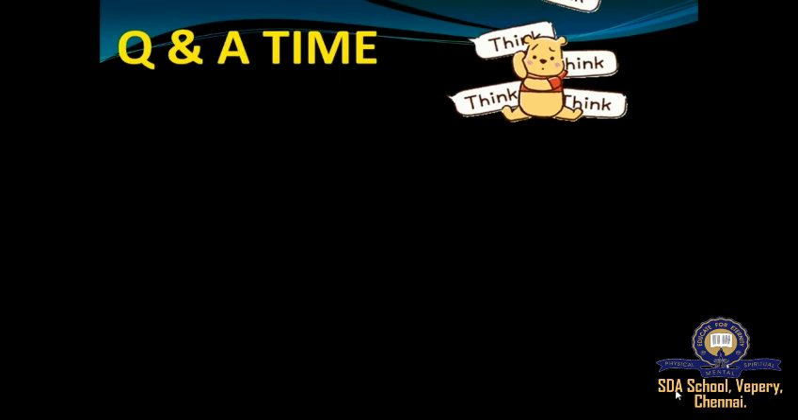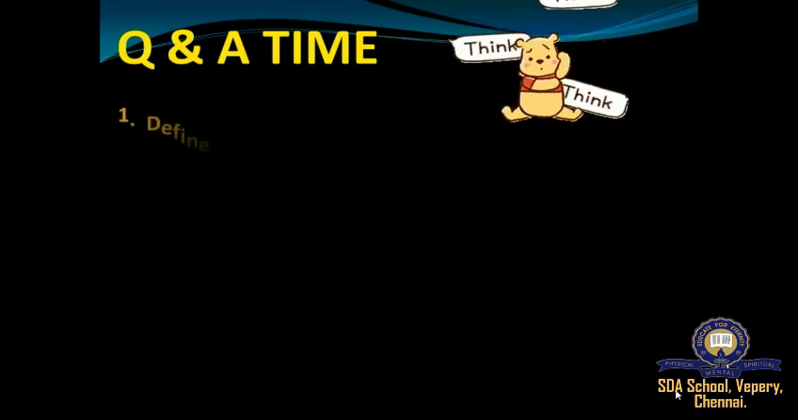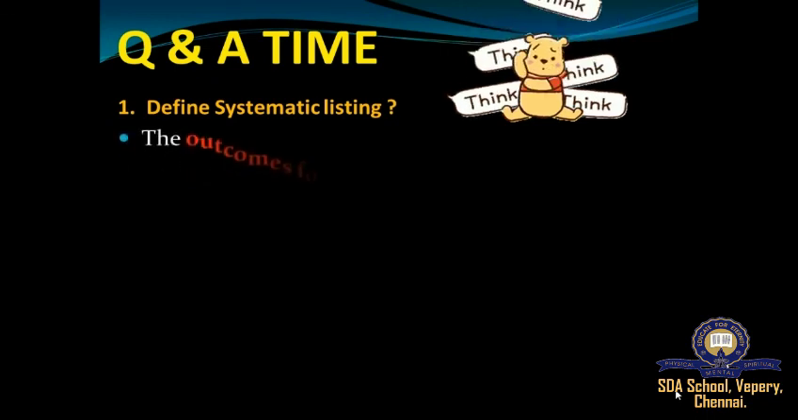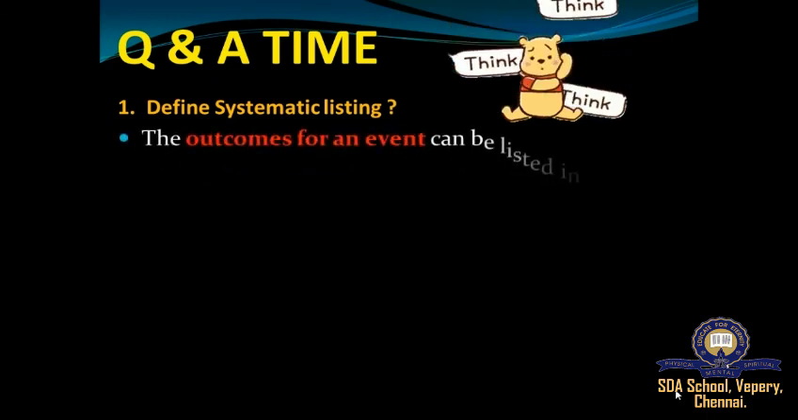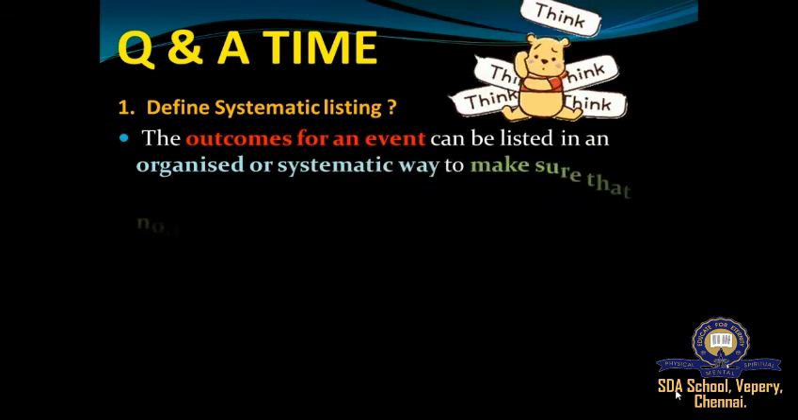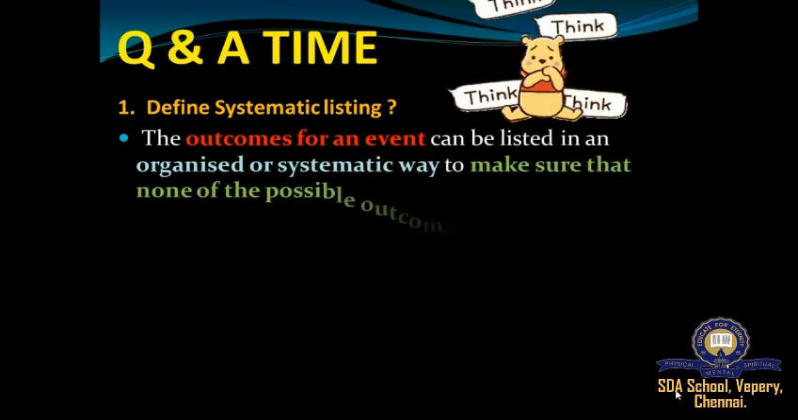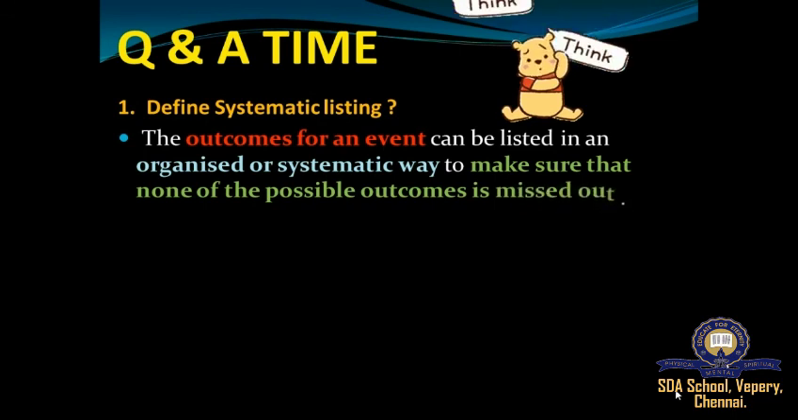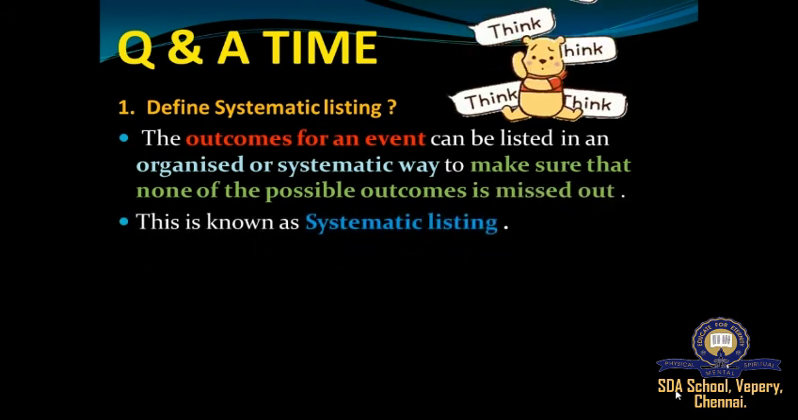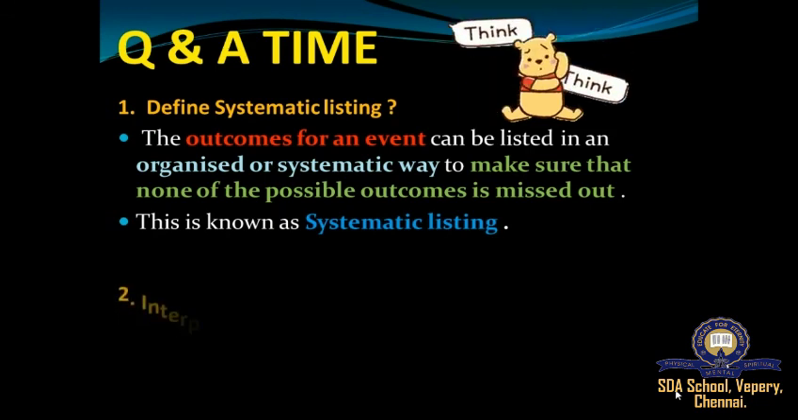So that's it for today's class, students. Now it's time for question and answer, okay? So define systematic listing. Yes, the outcomes for an event can be listed in an organized or systematic way to make sure that none of the possible outcomes is missed out. So this is known as systematic listing. Yes, very good.